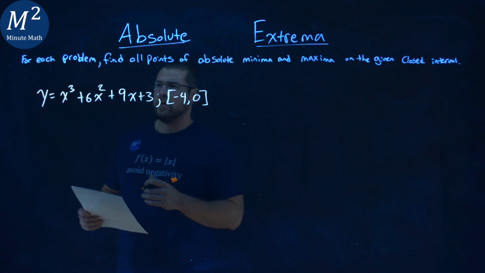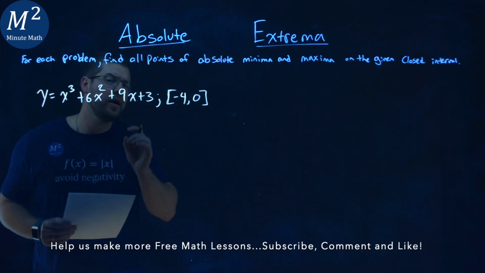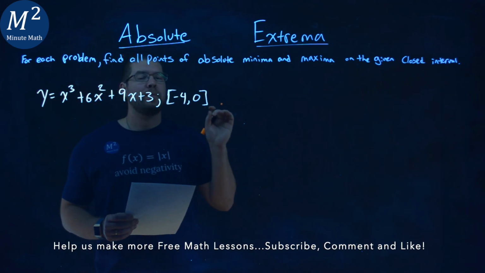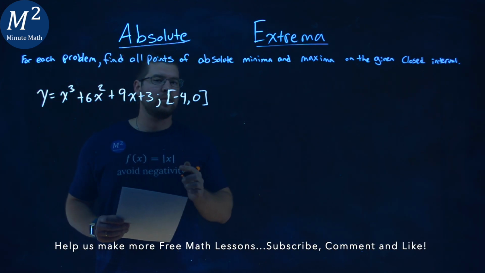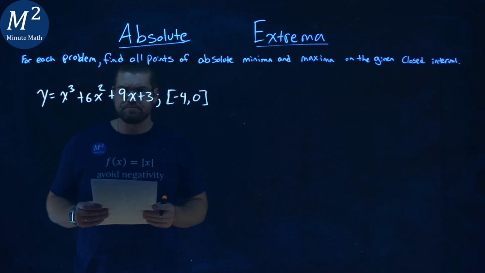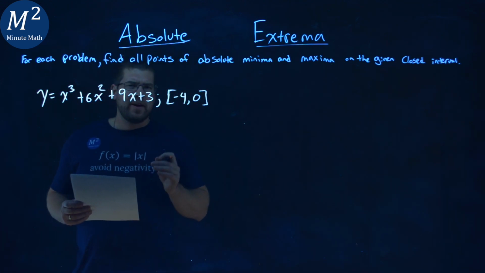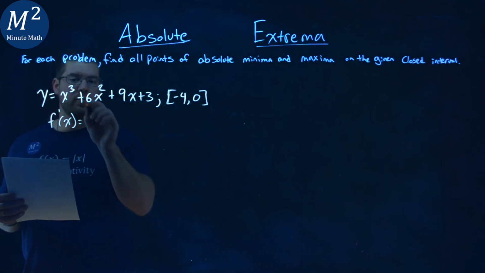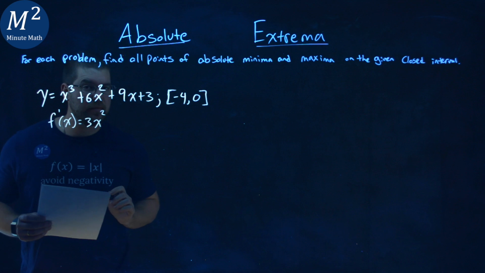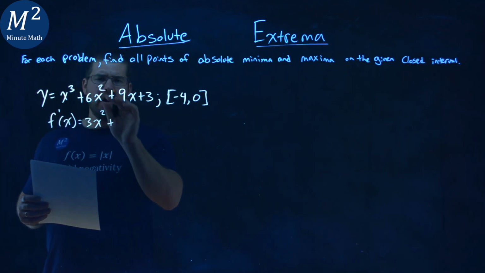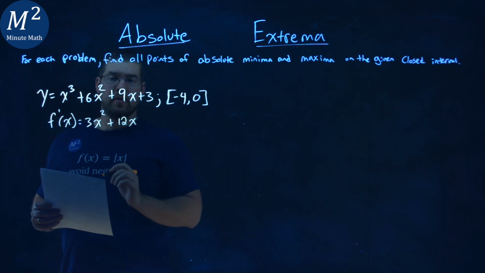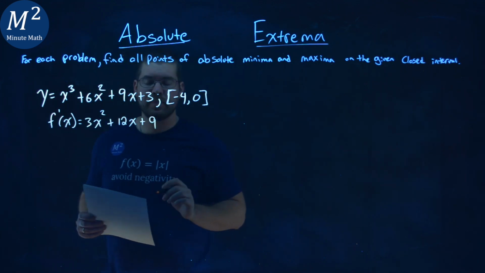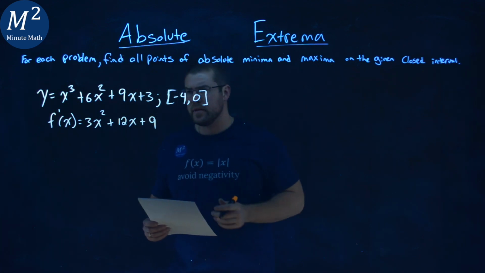We're given this problem right here, y equals x to the third power plus 6x squared plus 9x plus 3, and we want to find all points of absolute minima and maxima on our closed interval from -4 to 0. Now, I first want to find my derivative. So f prime of x, let's use our power rule. 3 comes down, 3x squared, subtract the exponent by 1. 2 times 6 is 12x, subtract the exponent by 1 is 1, and then plus just the 9. The derivative of the constant is 0.